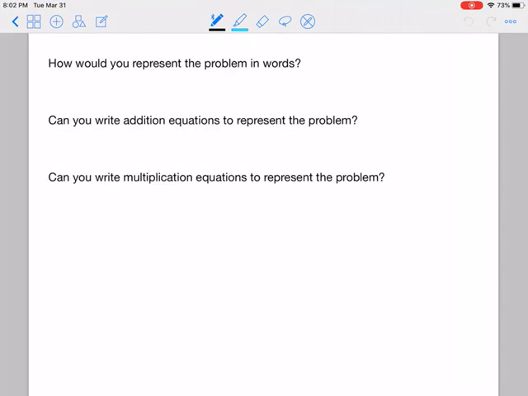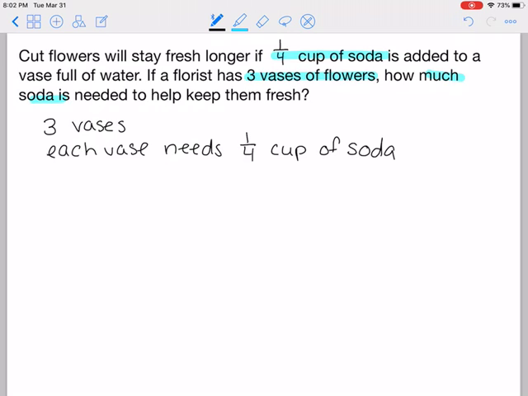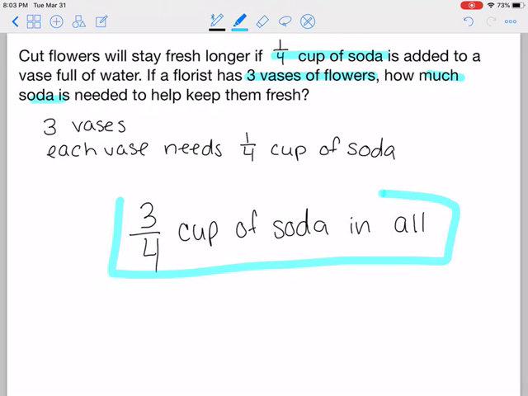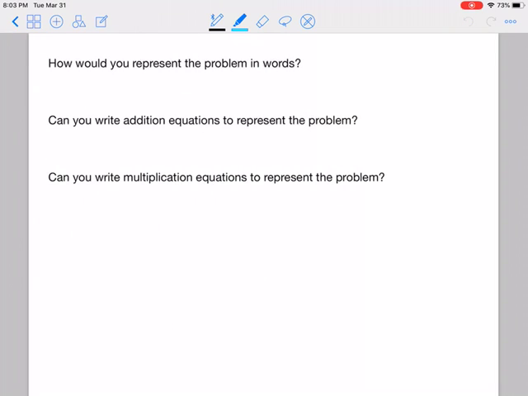and answer these questions. So, well, we know how much soda would he need in all? He would need 3/4 cup of soda in all. So let's look at some of these questions. How would we represent the problem in words? So we know that he had 3 vases. So he needed 3 groups of 1/4, right? Because 1/4 cup of soda went into each vase.